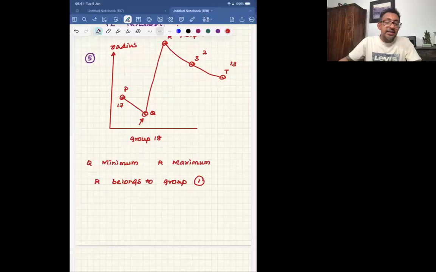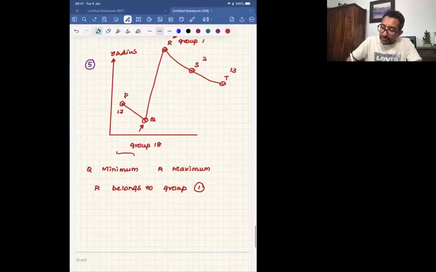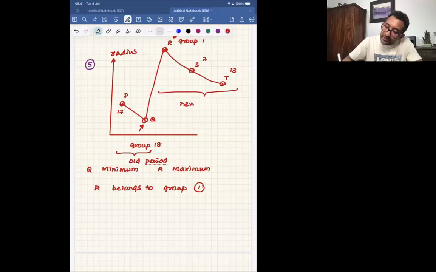R has a larger radius than Q. Explain the reason for this observation. Somebody tell me, what is the reason? What is the reason that you think? Right? So this is because of the beginning of a new period. This is the old period. Group 18 means it's an old period. And this is the beginning of the new period.